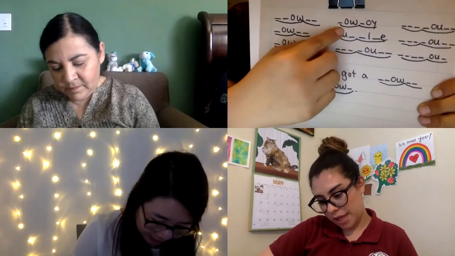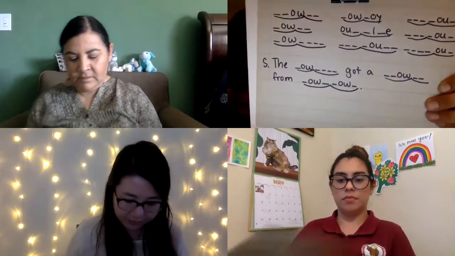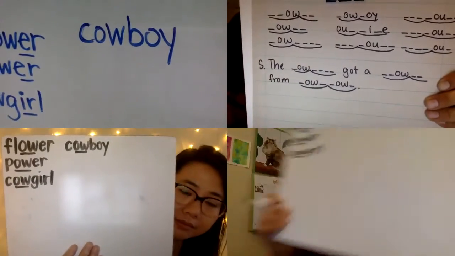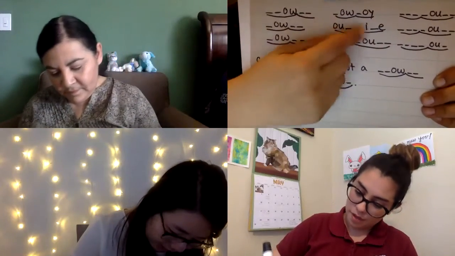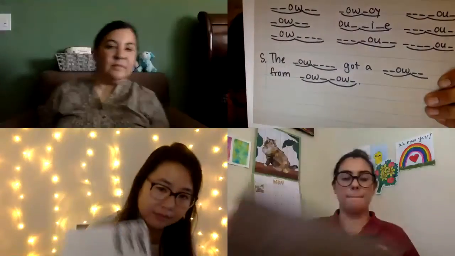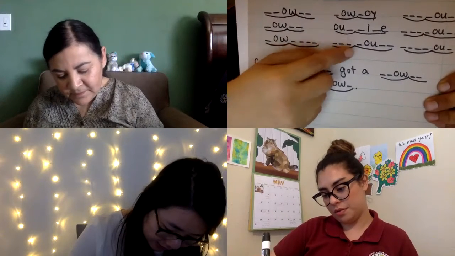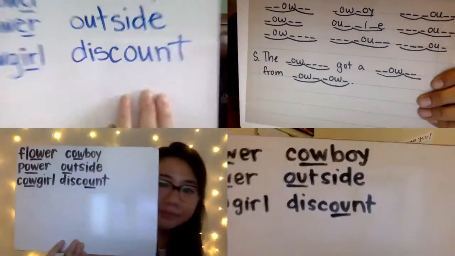Next word. Ready? The word is cowboy. What is it? Cowboy. Cow. Boy. Cowboy, teachers. Keep it up. Here we go. Next word is outside. What is it? Outside. Out. Side. Outside, teachers. Excellent. Keep it up. Here we go. Next word. The word is discount. What is it? Discount. Dis, count. Discount. Go ahead, teachers. I need myself a discount.